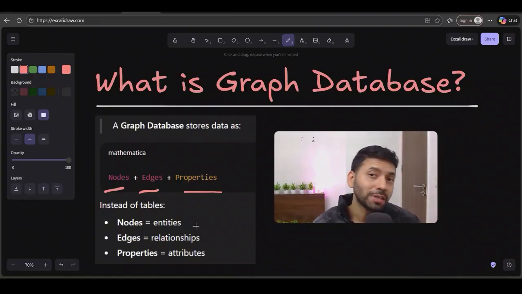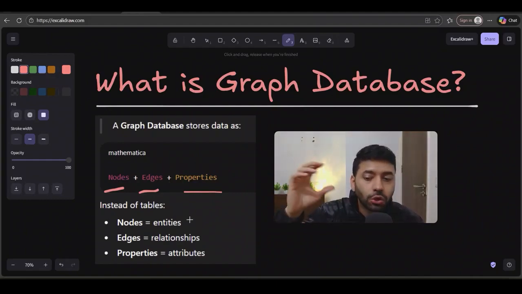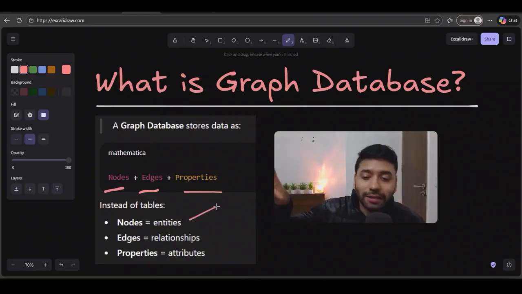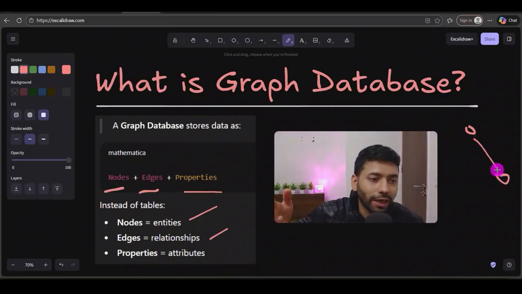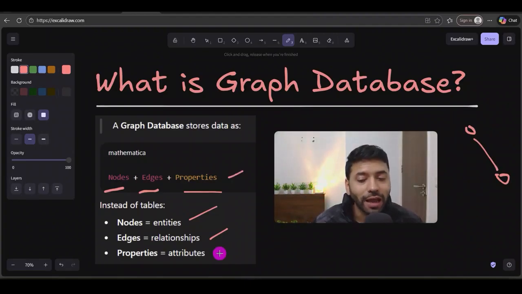So here nodes represent the entities. If we want to relate it to the SQL database where we have tables, then a node relates to the entities. Okay, the edges relate to the relationships, like this is the node and this is the edge. So these nodes act as entities and the edge acts as the relationship between the entities, and then the properties are the attributes.